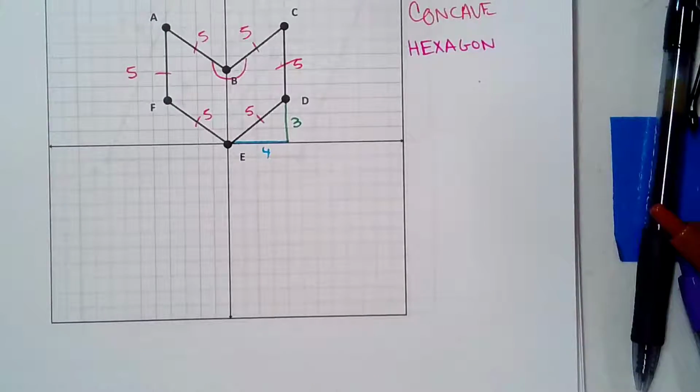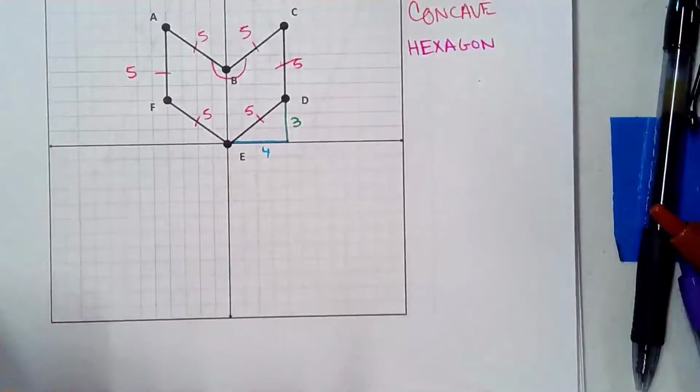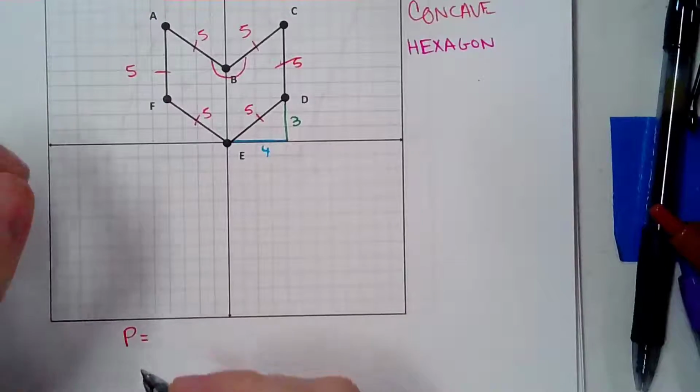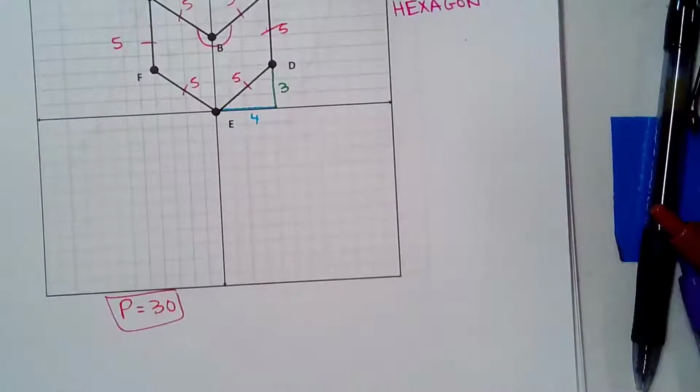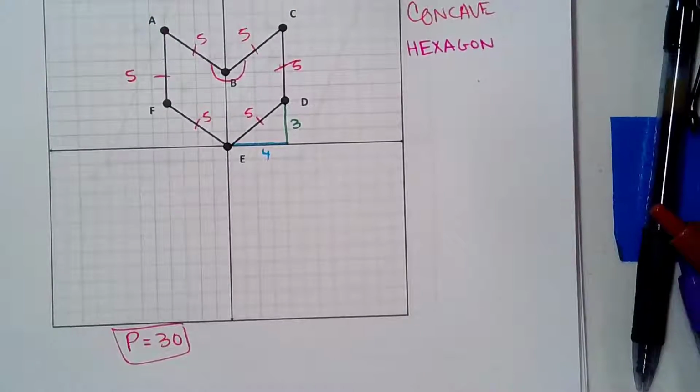Yay, equilateral! It's a hexagon, so 5 times what is its perimeter? 5 times 6, which is 30. Boop. Perimeter's 30. Questions, comments, concerns on that one?